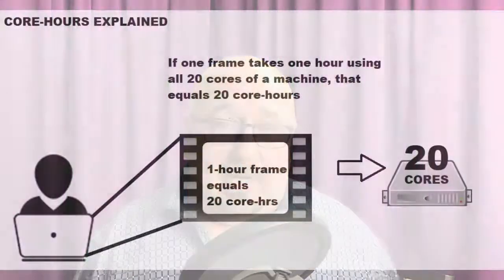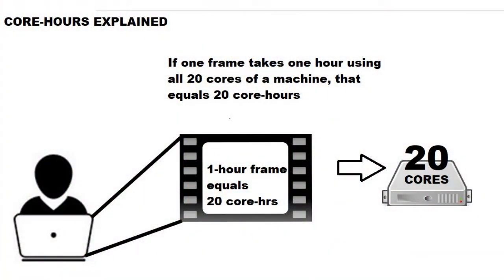Core hours are the base unit that most farm usage is measured by. Now, this could be local on-premise farms that studios have, or it could be cloud farms like AWS or Microsoft or Google Proc. However you're rendering, you're likely going to be thinking in terms of core hours, and this is what a core hour is.